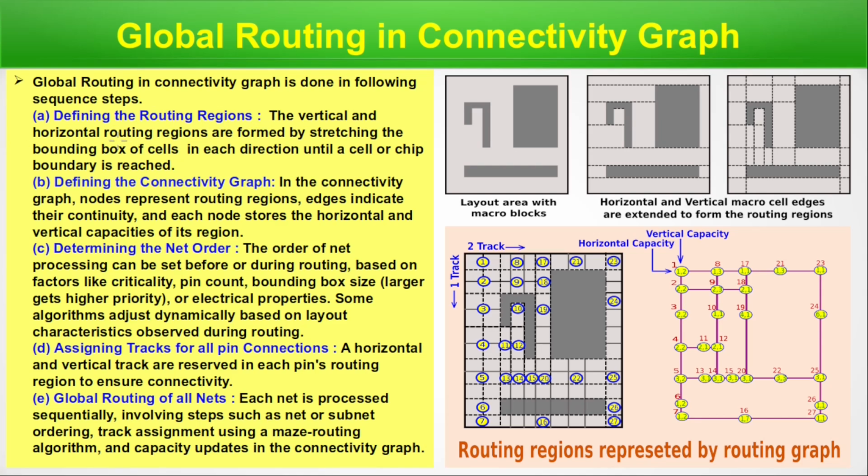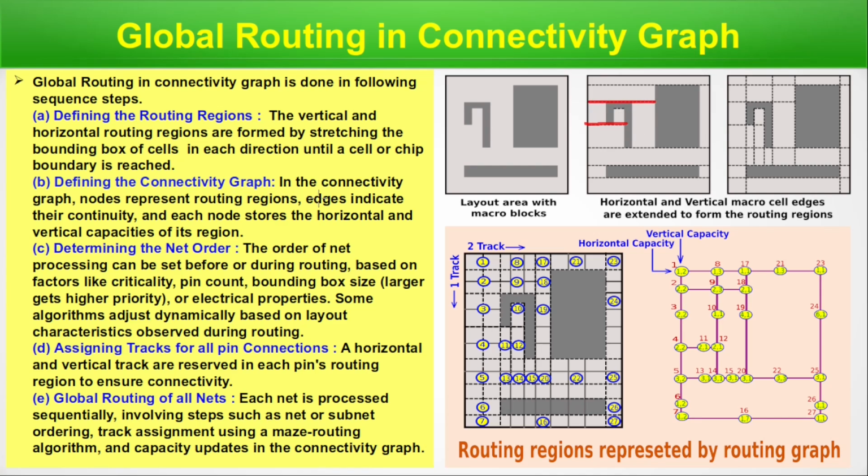The vertical and horizontal routing regions are formed by stretching the bounding box of all cells in each direction until a cell or chip boundary is reached. So if these are the regions of a cell, from here in the next diagram we can see that it's stretched like that. From here it's stretched like this. From here it's stretched this way.